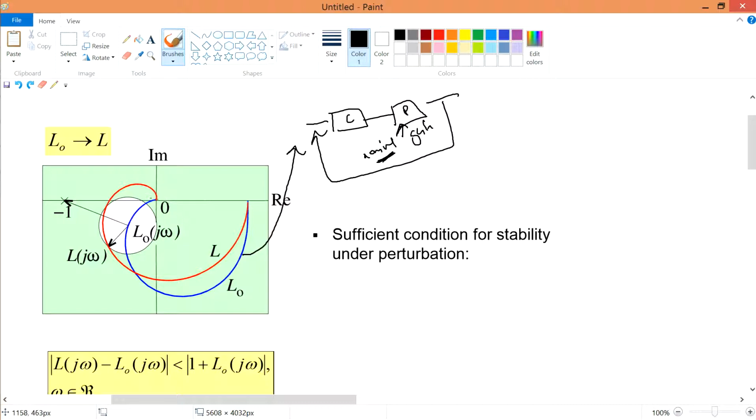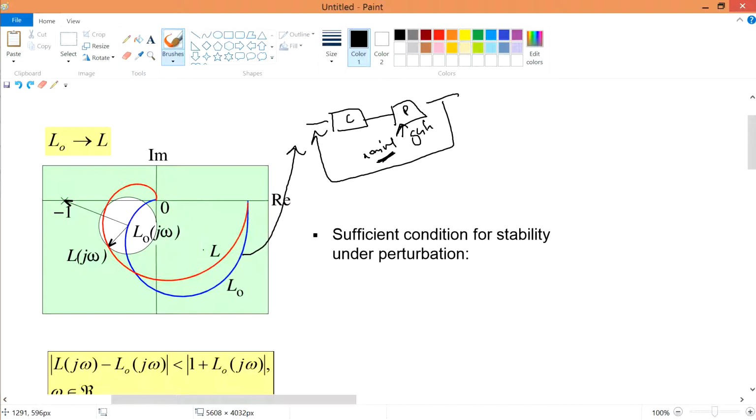So now this red color line is simply what you see when a certain nominal gain occurs, and therefore it is perturbed, it has moved to a new position. So this blue color is L0 and this red color is L.